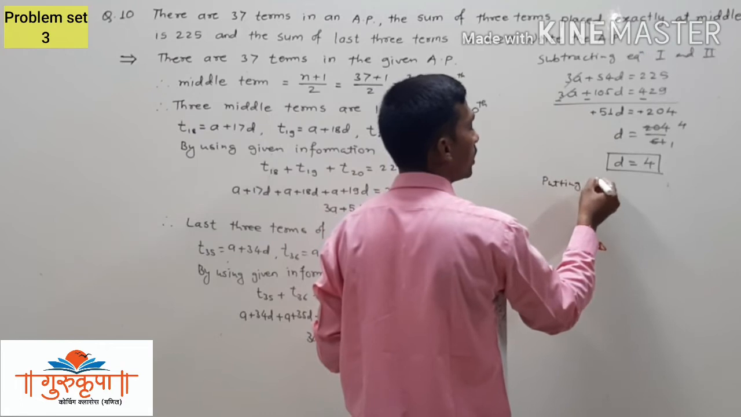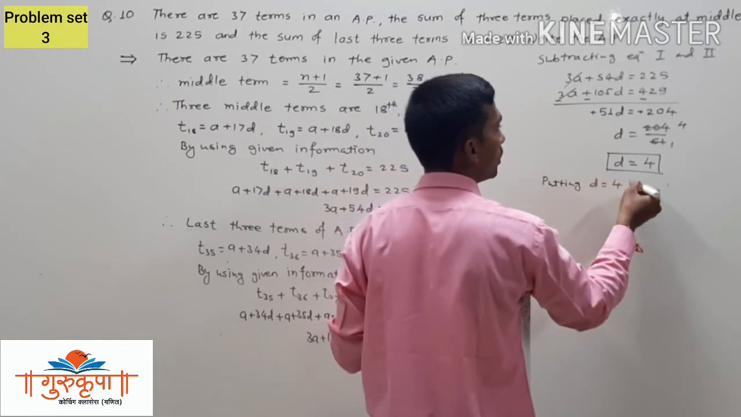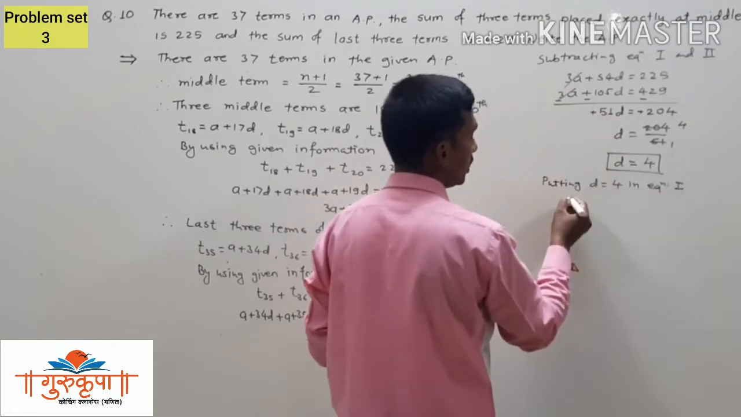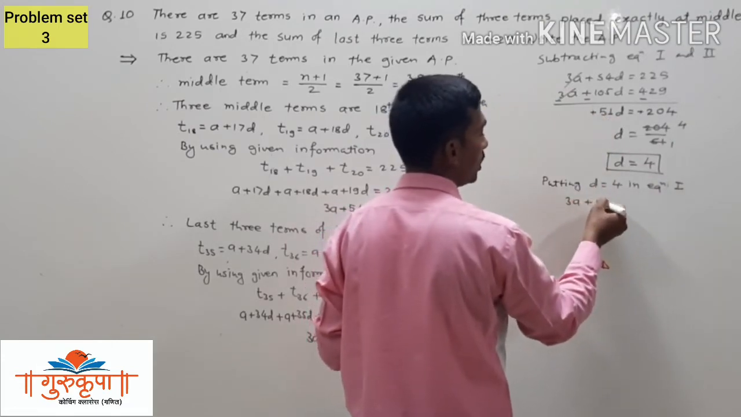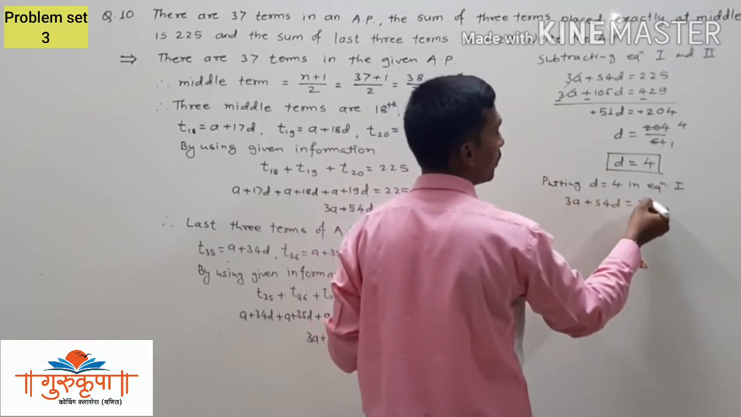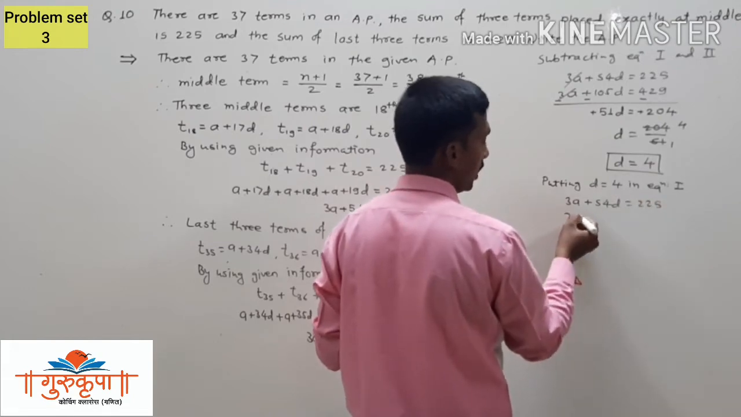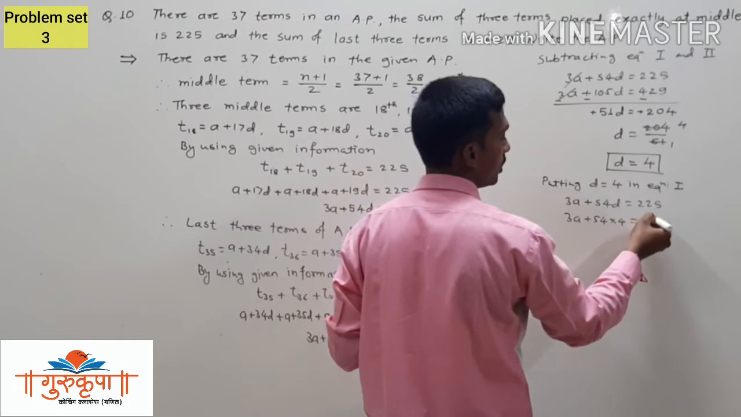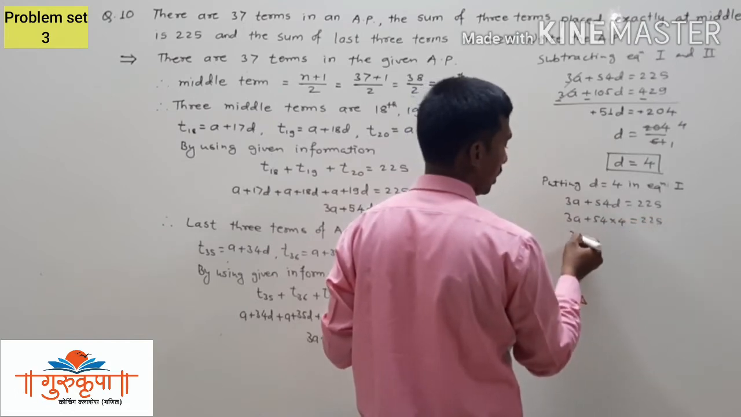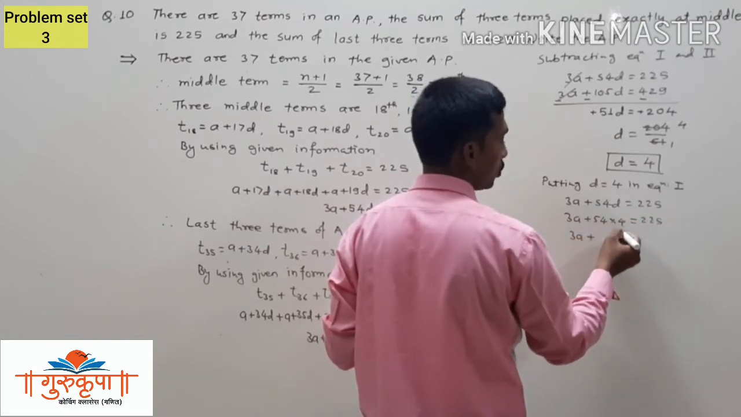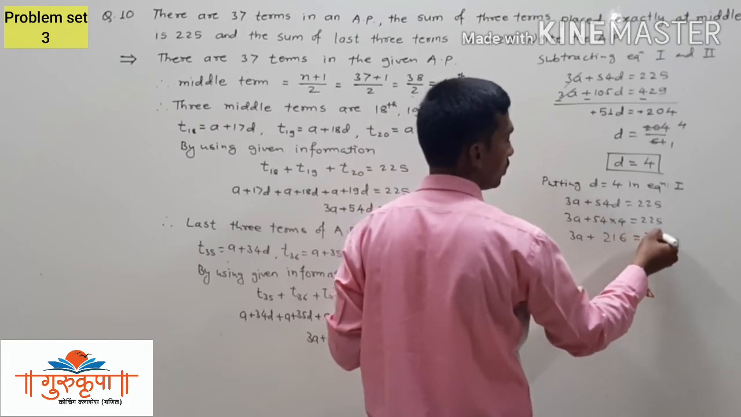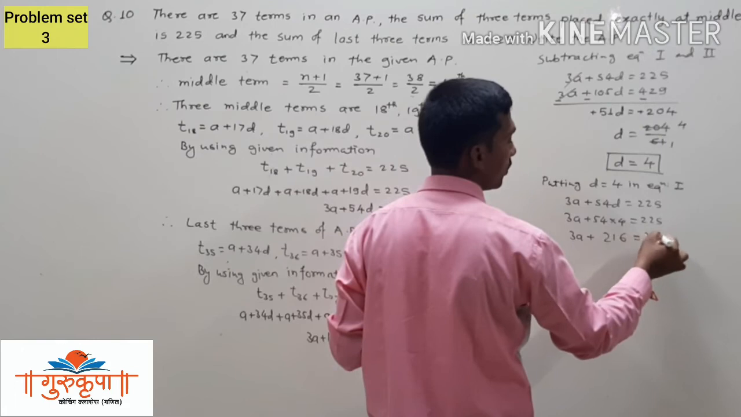Putting d is equal to 4 in equation 1. Equation 1 is 3a plus 54d is equal to 225. This 3a as it is, plus 54 multiplied by 4, is equal to 225. This is 3a plus 4 fours are 16, 4 fives are 20, plus 216, that is equal to 225.